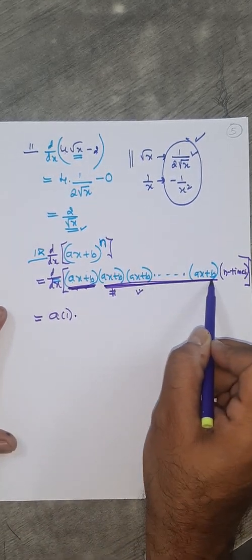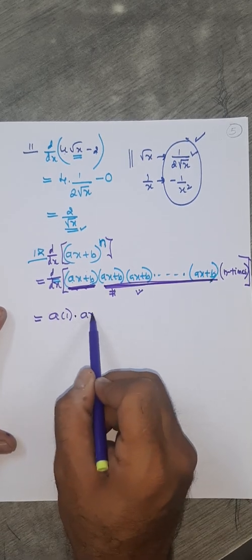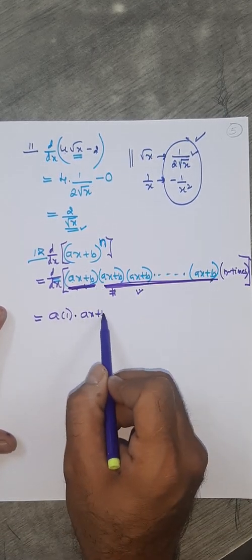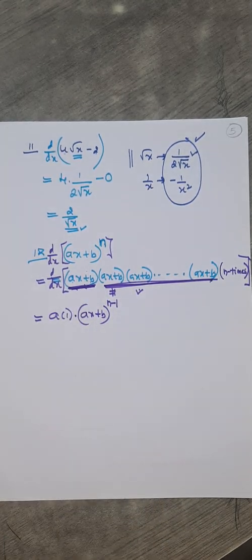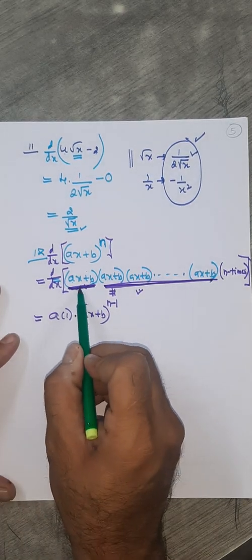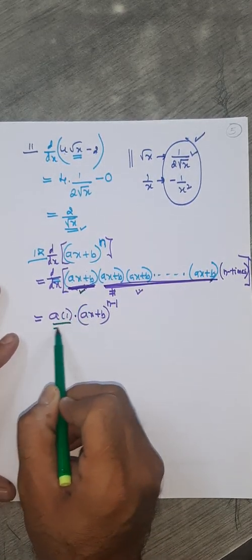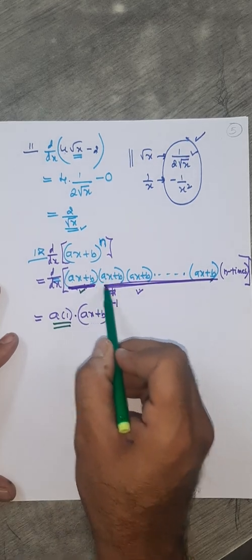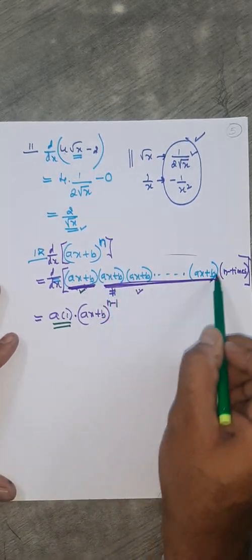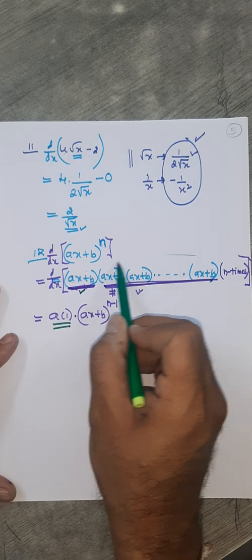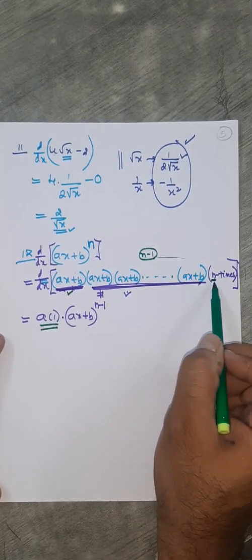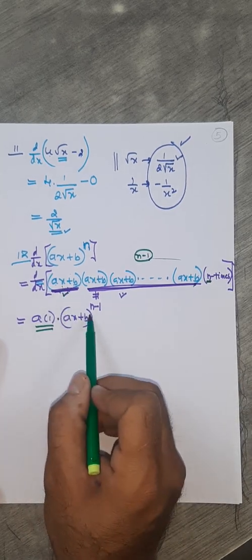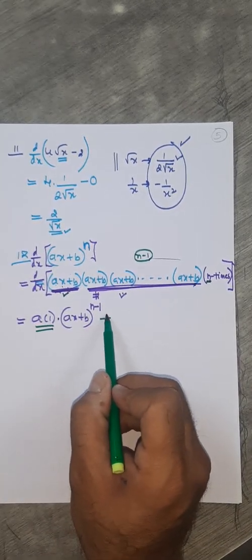But this is how many times? n minus 1 times, because one time you already used. So I'll write (ax + b) raised to n minus 1. I hope this is clear to you. I'll explain one more time. Differentiation of this one is a. Remaining all terms as it is, as per product rule. Now how many terms are there? These are n minus 1 terms, because total you have n terms. One term you already used here, so n minus 1. Now product rule, so plus.